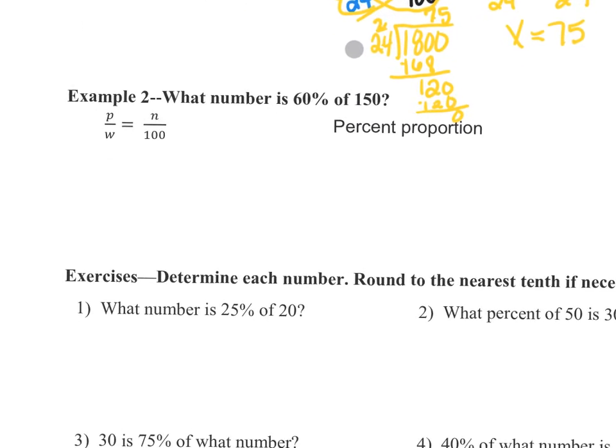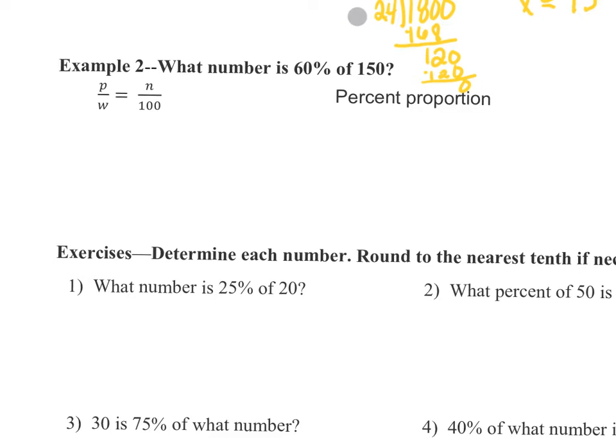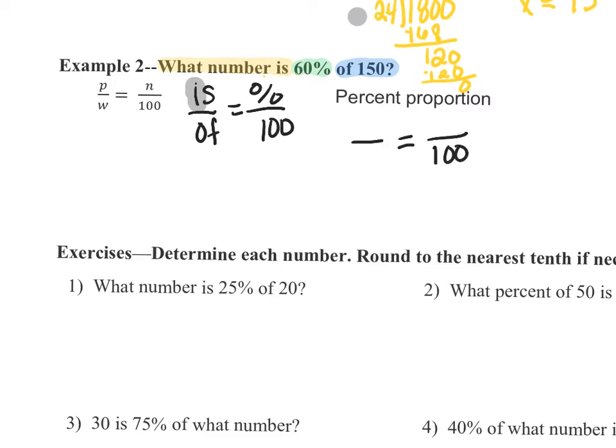Okay, what number is 60% of 150? Okay, so I'm going to highlight this first part. What number is? That goes together. Then we have 60%. And then we have of 150. So if I break my formula down, is over of, percent over 100, I could fill in my numbers. So I'm going to set my equation over here. I'm going to put my 100 right there.